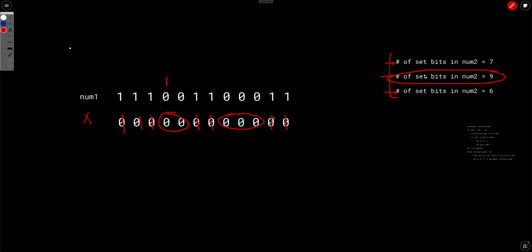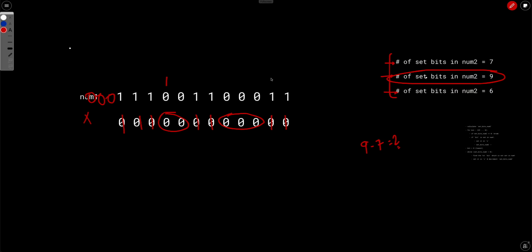So you will first set all the set bits in num1. So from 9, you have already taken care of 7 bits. So now you are left with 2 bits to be set. Now, which of these 2 bits will you set? There are zeros before this as well, right? So now which one will you set?